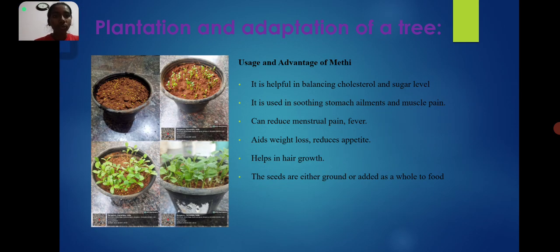Looking into the usage and advantages of methi, it is helpful in balancing cholesterol and sugar level. It is used in soothing stomach ailments and muscle pain, can reduce menstrual pain, fever, aid weight loss, reduce appetite, helps in hair growth. The seeds are either ground or added as a whole to food. In the attached figure, we can see the germination of the seed from stage 1 to the last stage.